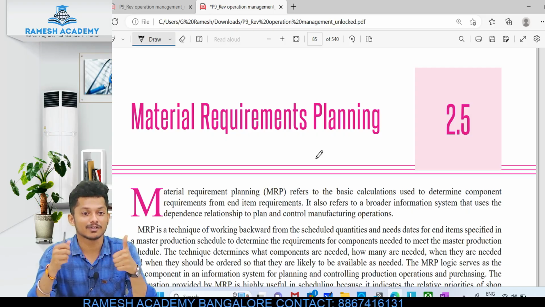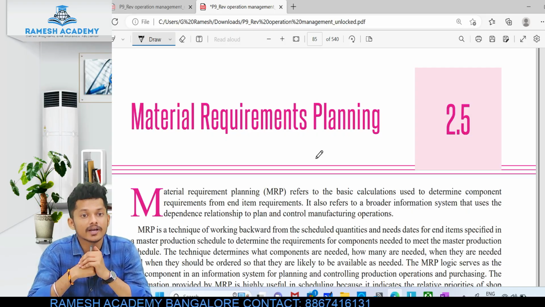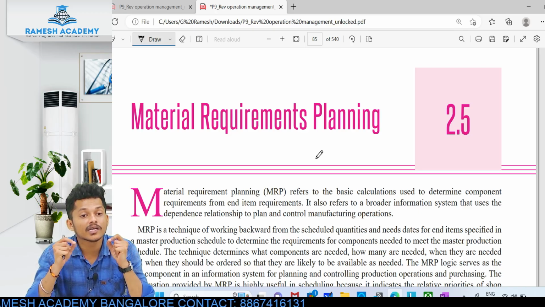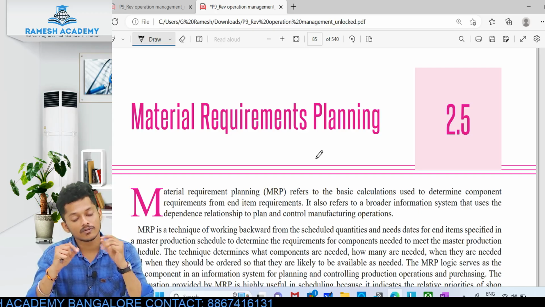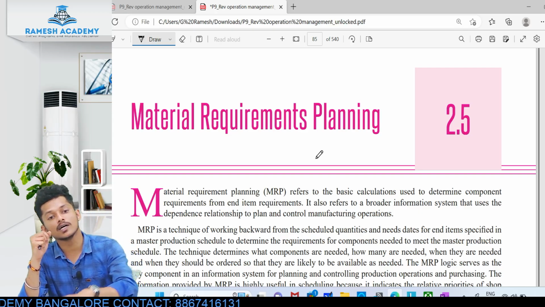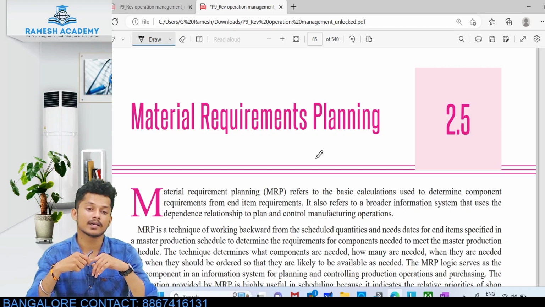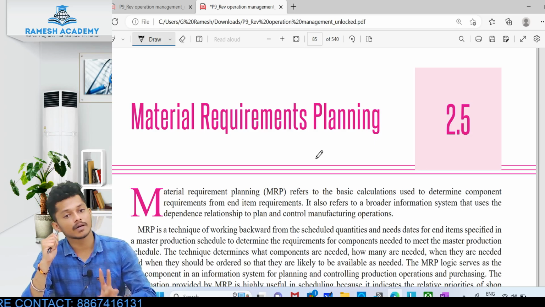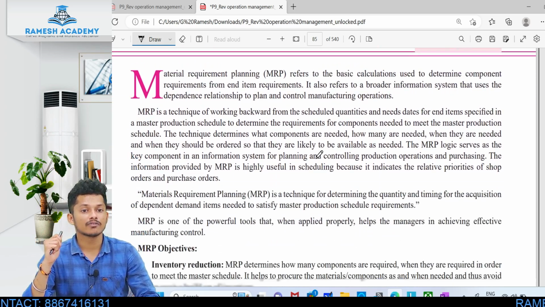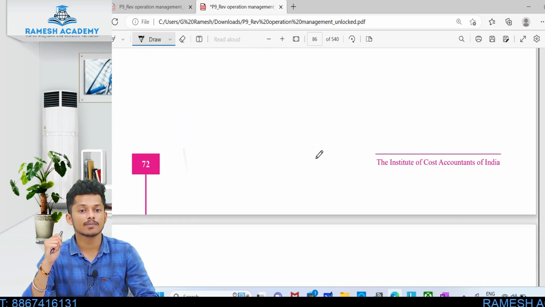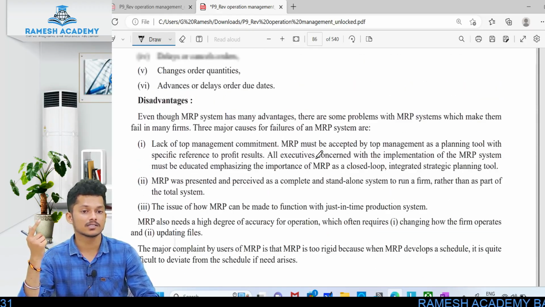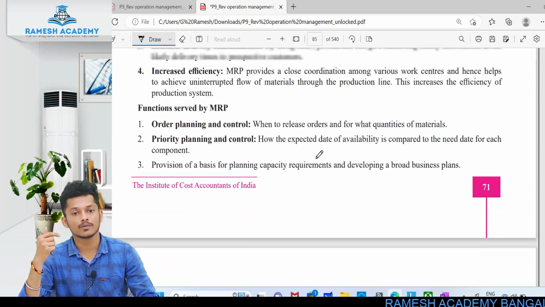Good, very good. Then 2.5, and the second module is material requirement planning. Understand this concept very well, because it relates to the upcoming finals also. You have the same concept, material requirement planning and manufacturing resource planning; both topics you have in finals. So understand this concept now itself.